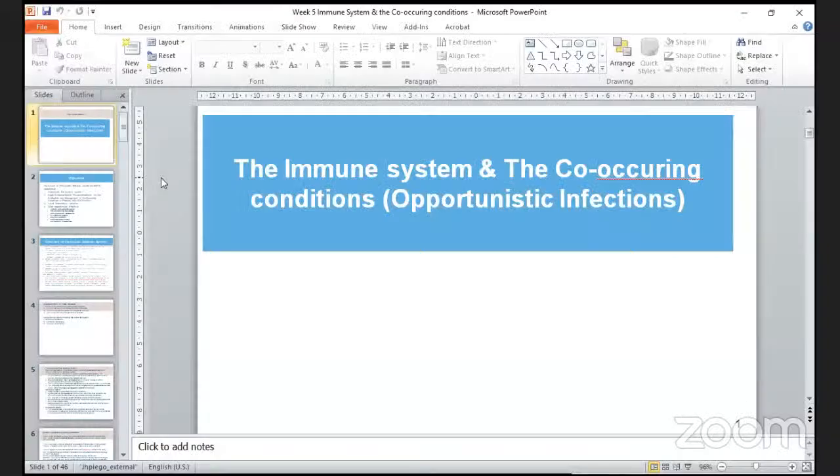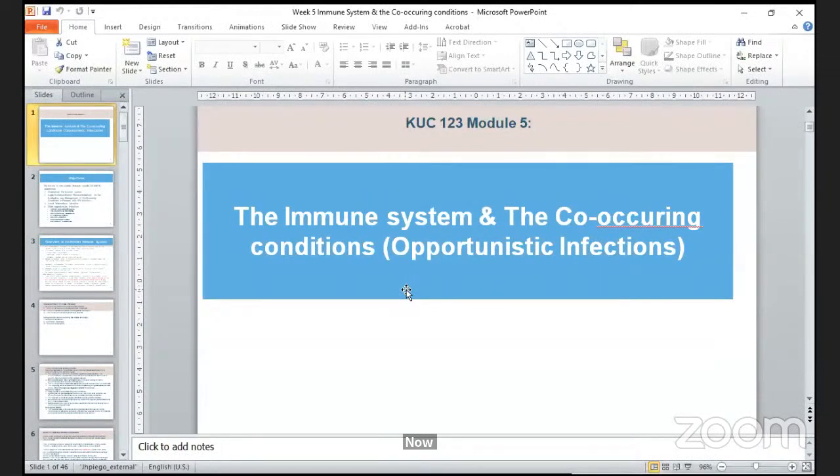Now, this is week 5. We have the immune system and the co-occurring conditions, another very interesting area. I hope you'll be able to inform your colleagues that have left that we have actually covered 2 areas. They also have to prepare for exams, and remember week 1 to week 6 will be part of the exam in 2 weeks' time. So I hope they'll be well prepared.